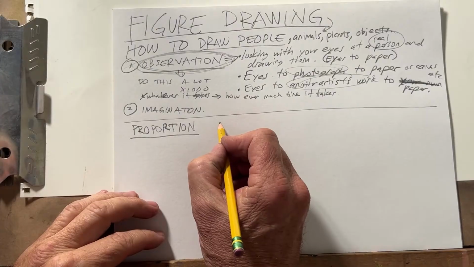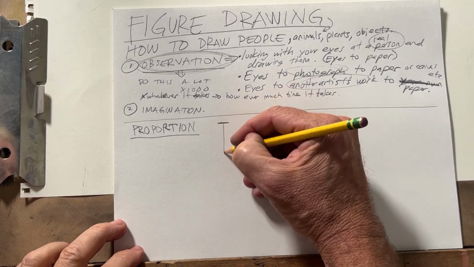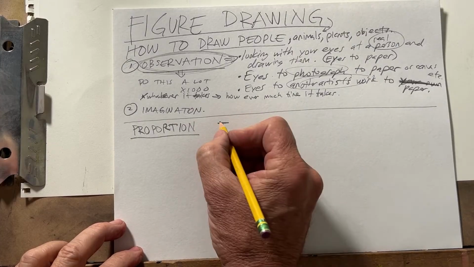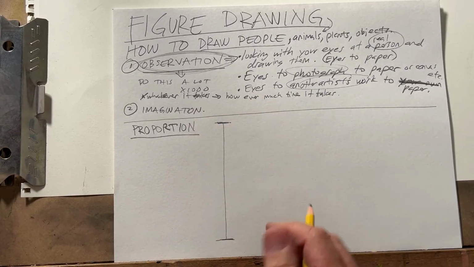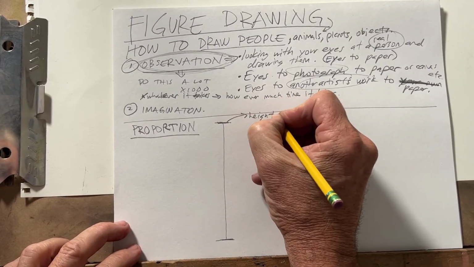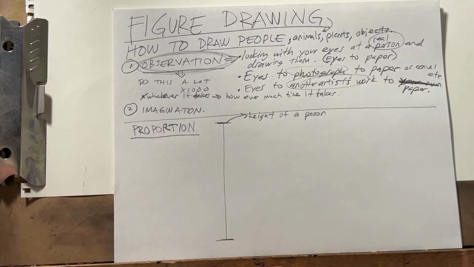Generally for proportion, we're going to make a little dash like this. Then we're going to go down to the bottom, close to the bottom, and make a little dash down here. This is the height of a person. Okay? So we've got the height of a person.